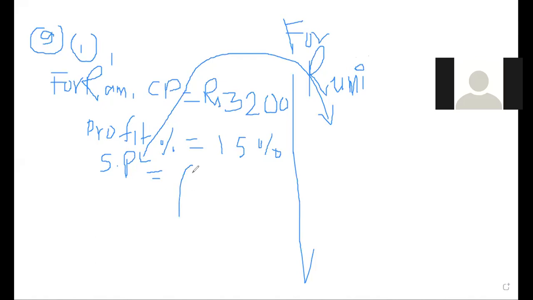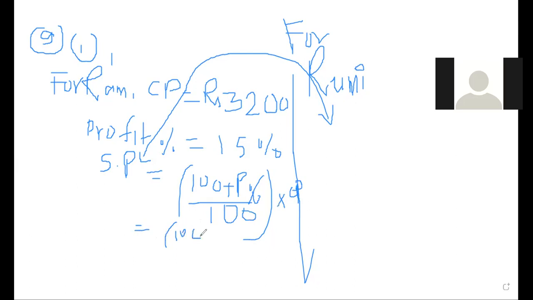For Ram, find the SP. What is the formula of SP here? (100 plus profit percent) by 100 into CP. What is the CP? 3,200. Let's put the value and find out. This will be (100 plus 15) into 3,200 upon 100.